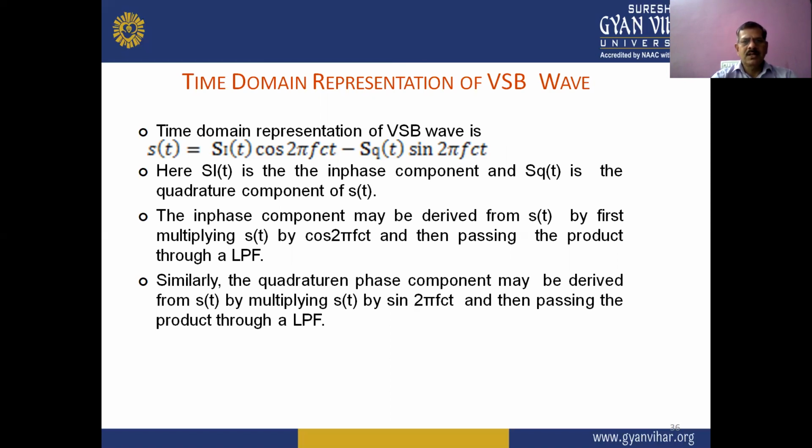The in-phase component may be derived from s(t) by first multiplying s(t) by cos 2 pi fc t, that is the carrier signal, and then passing the product through a low pass filter. Similarly, the quadrature component may be derived from s(t) by multiplying s(t) by sin 2 pi fc t and then passing the product through a low pass filter.